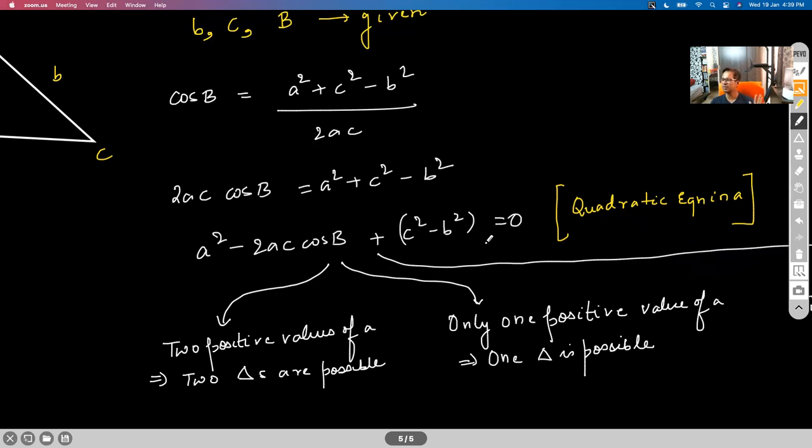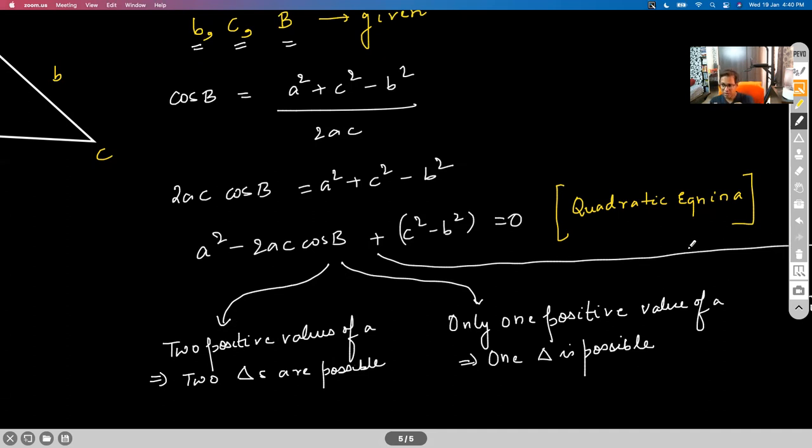Don't worry, this quadratic equation you can easily solve by using any of the methods known to you. Normally we use our Sridhar Acharya formula, the factorization method, whatever is known to you. So once you solve it, see what your a values come out to be. Depending upon these three situations, you can take a call. Normally a question will come that how many triangles are possible which will have this given small b, small c and capital B. For that type of question, you can form a quadratic in a and check the nature of the roots that you are getting.